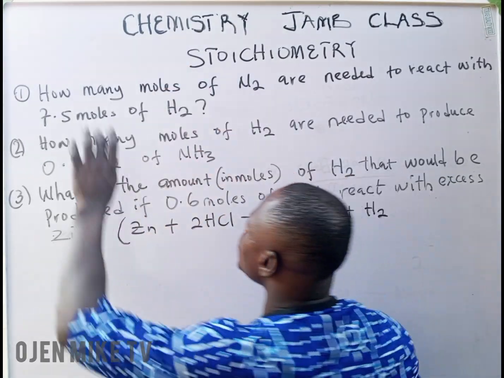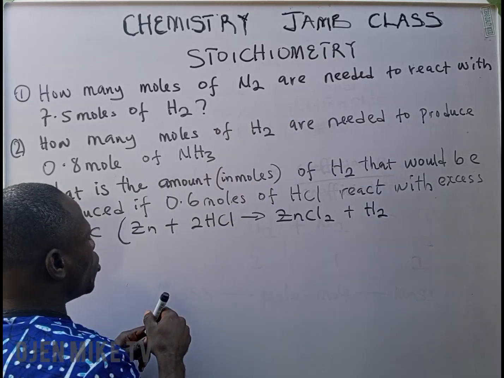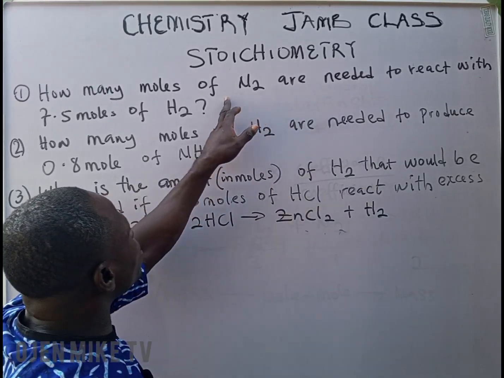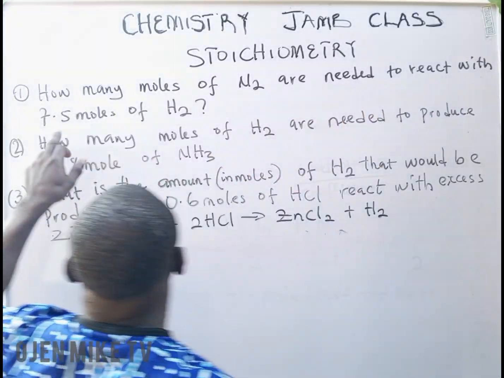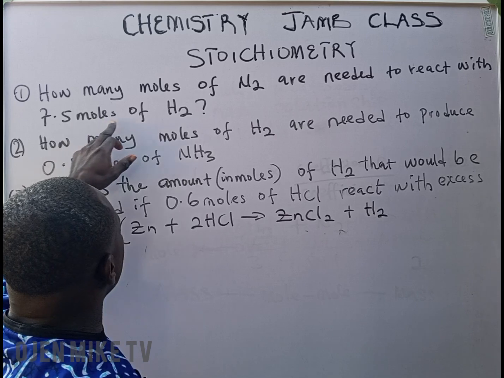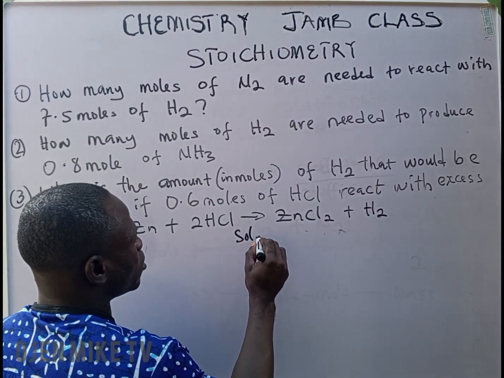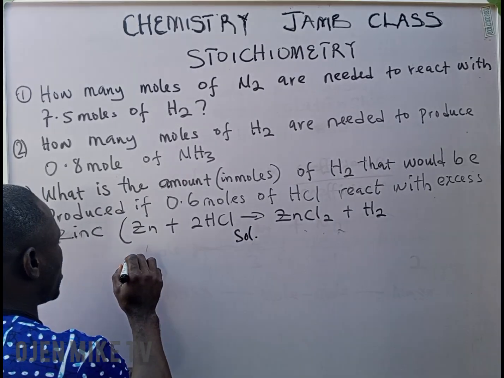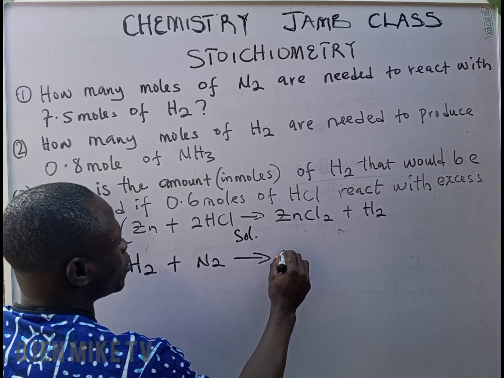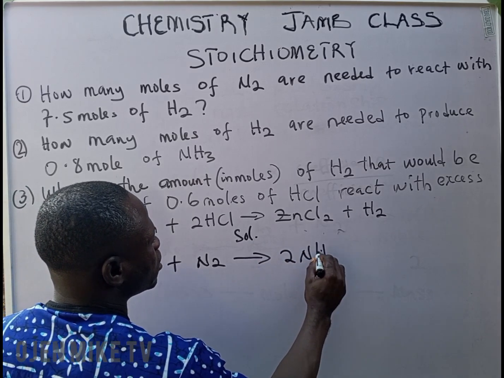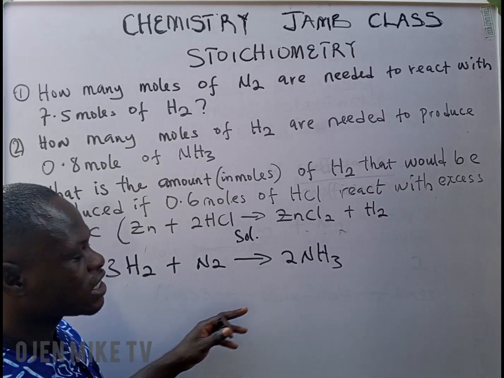Now I will solve this one. How many moles of nitrogen are needed to react with 7.5 moles of hydrogen gas? Firstly, we balance our equation. Solution: our equation is H2 plus N2 will give us 2NH3, and here we have 3. This is our balanced equation.